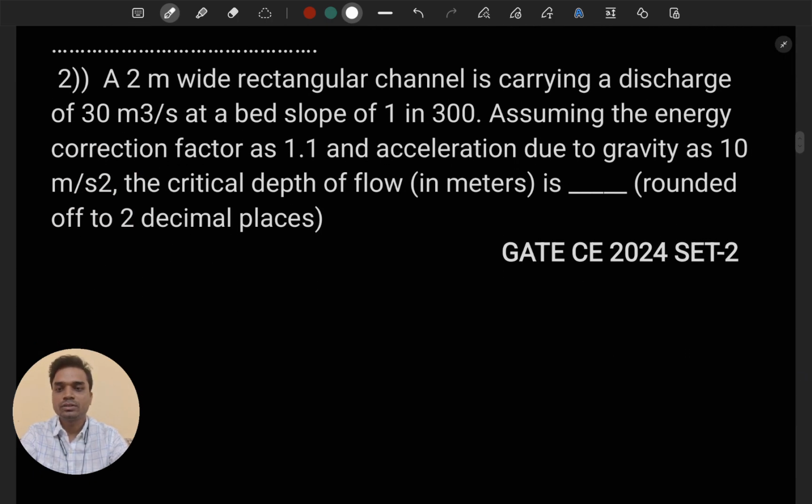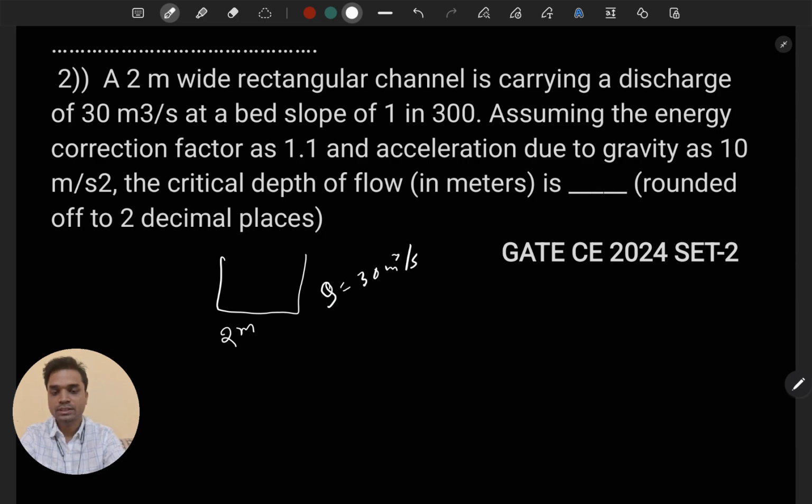Next, a 2 meter wide rectangular channel is carrying a discharge given as 30 meter cube per second, at a bed slope S equal to 1 by 300. Assuming the energy factor is given as 1.1, and the acceleration due to gravity g is given as 10, and the critical depth of the fluid, they are asking the same question.